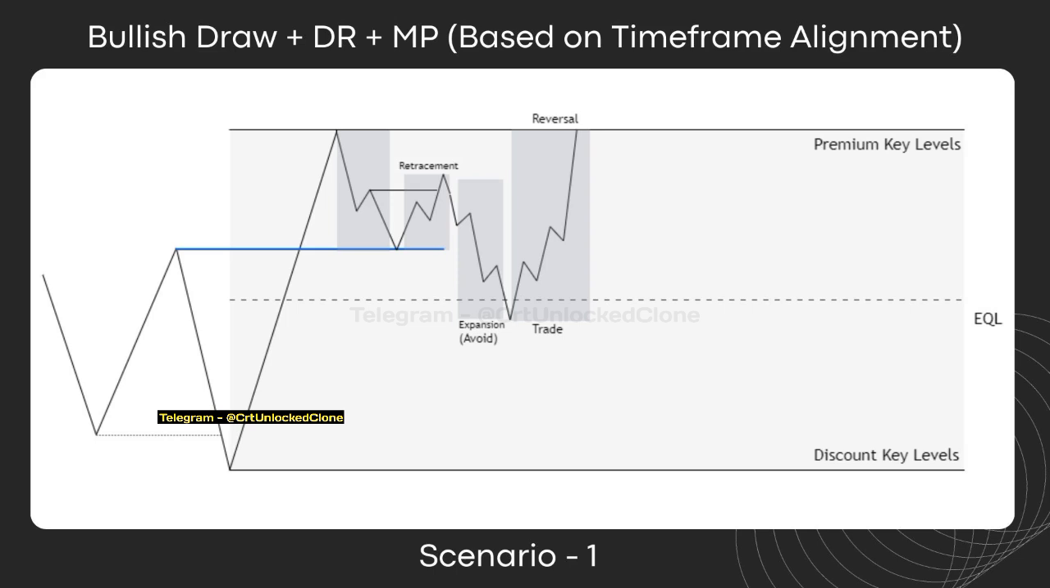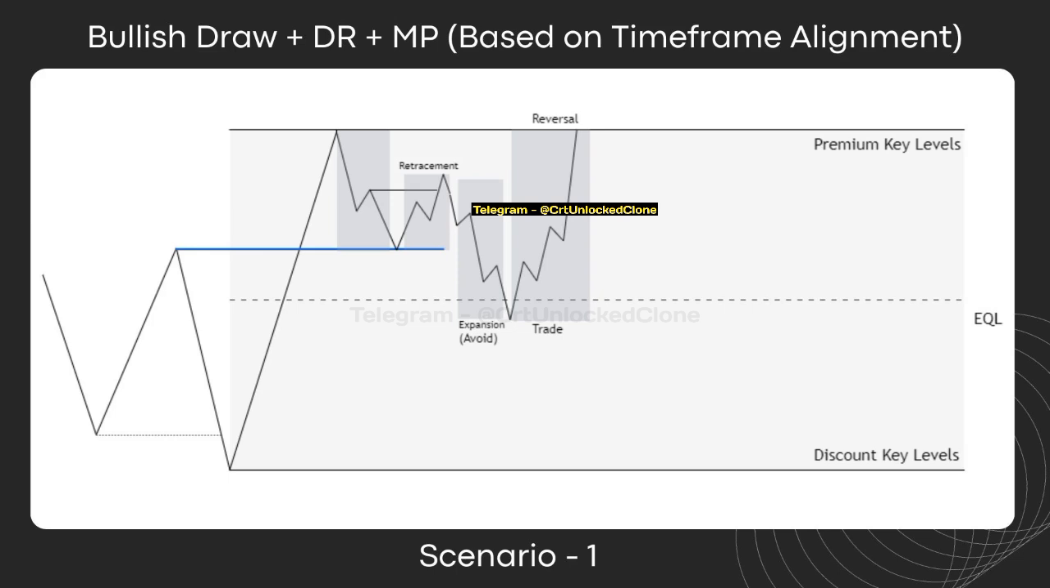Now you can trade the key levels in the premium too, but remember they're going to be lower probability trades. You have to be extremely cautious when trading them and not fumble. For most of you, it will be best if you avoid them and only trade the ones that are in discount, in case of a bullish dealing range or bullish market conditions.